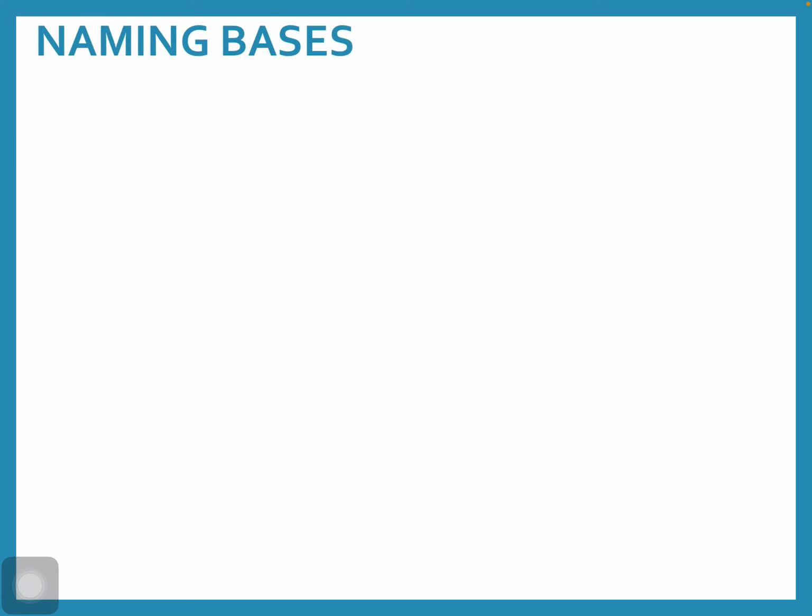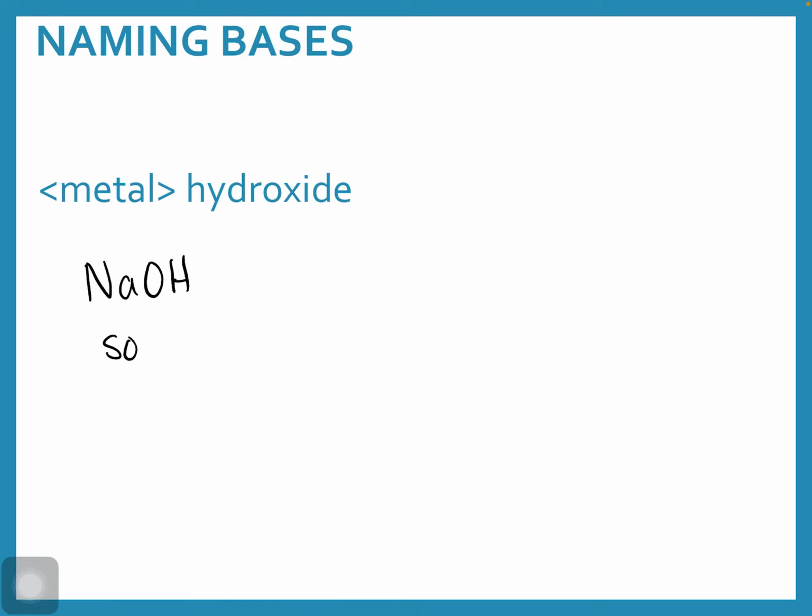All right, last part, we're going to look at naming acids and bases. So bases are simple because with the Arrhenius definition, we are only looking at compounds that contain hydroxide. So it's just going to be the name of the metal and then hydroxide. So for example, if I have NaOH, that is going to be sodium hydroxide.